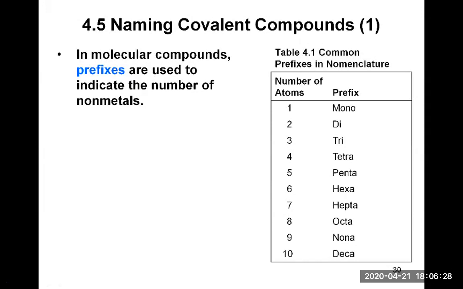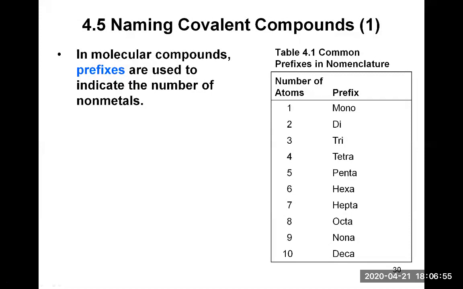So this video will go over section 4.5, which is on naming covalent compounds. In molecular compounds, prefixes are used to indicate the number of nonmetals. And so the table to the right here shows you the prefixes. These are Greek prefixes that we will use to name a covalent compound.